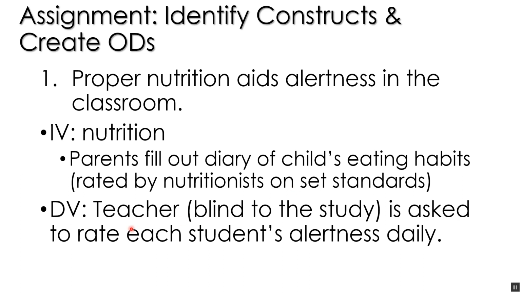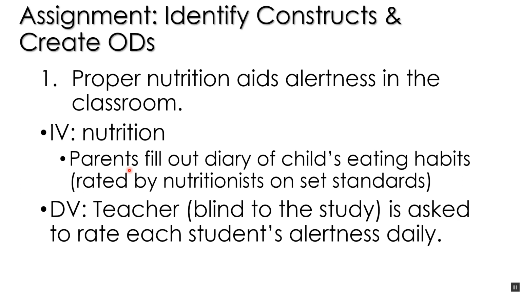And then the dependent variable would be the teacher, who is blind to the study and study conditions, being asked to rate each child's alertness daily. And we can ask, does this make sense? Does following typical nutrition guidelines mean that you're having more proper nutrition? Yes, it does. It will create a number, and a higher number on nutrition would mean they're getting a more proper diet.